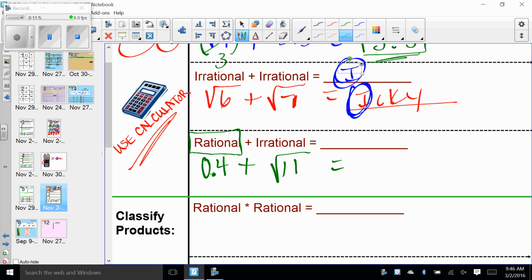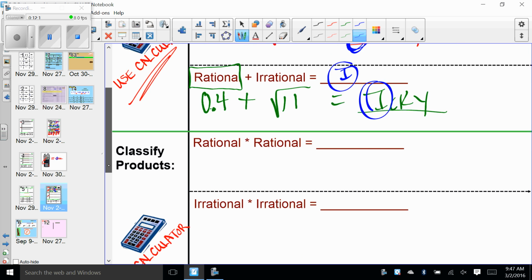Go ahead and type that in your calculator. The question is, do I get a super icky decimal? No pattern, doesn't stop, non-terminating, non-repeating. And if that's the case, then you definitely have an irrational number. So going ahead and checking that out, 0.4 plus the square root of 11 should give you an icky decimal, which means it's irrational. Okay, moving on to the next example.